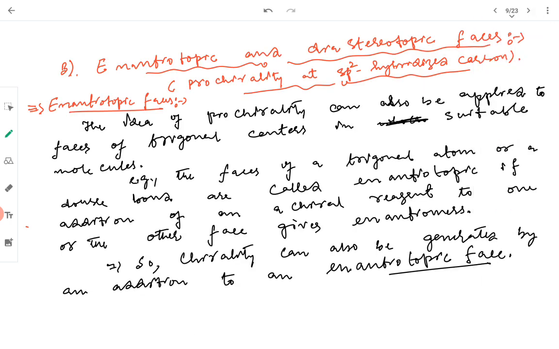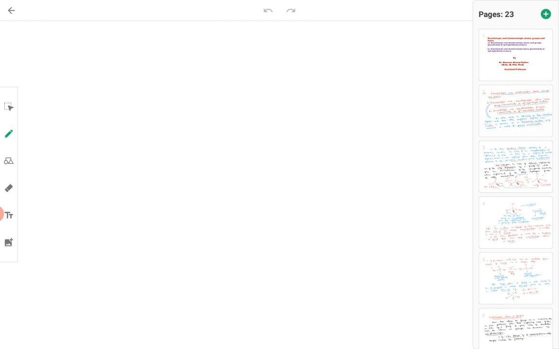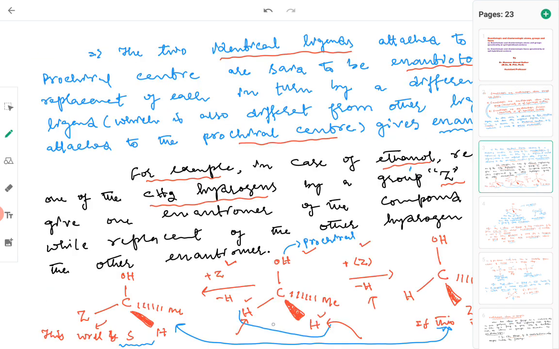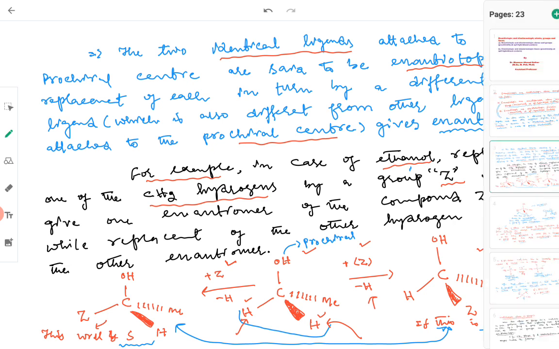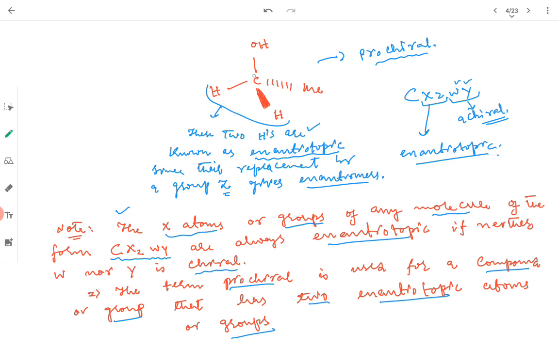This was about prochirality at sp3 hybridized carbon. So why do we call that prochirality at sp3 hybridized carbon? The reason is this: in this molecule, you can see that this carbon here is sp3 hybridized, and it's a prochiral center. That's why we gave it the heading, prochirality at sp3 hybridized carbon.